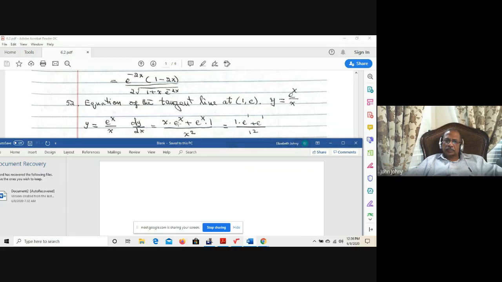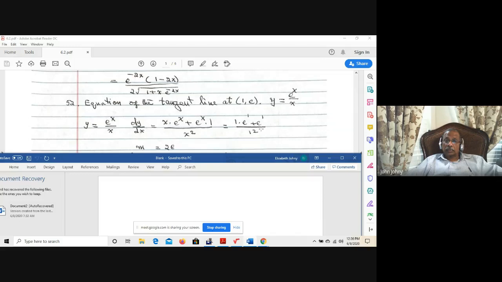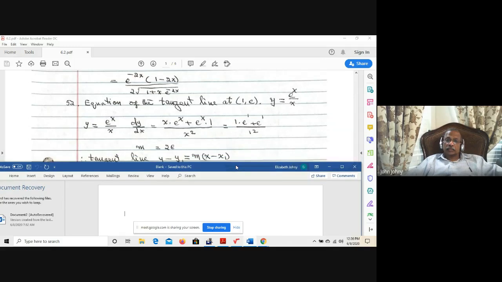e to the x is a common factor, or you don't have to pull it out. You simply plug in x is equal to 1. So it is 1 times e to the 1 plus e to the 1 whole divided by 1 square. So that is equal to e plus e, which is 2e. So that is the slope.